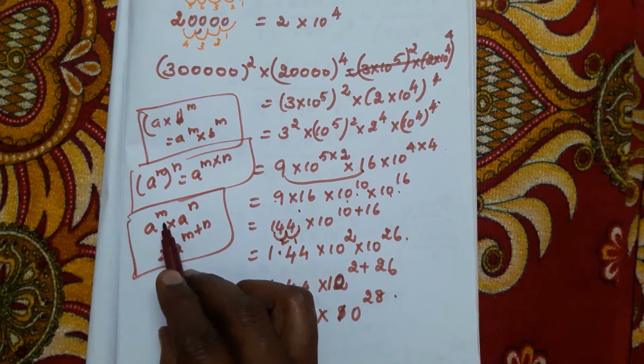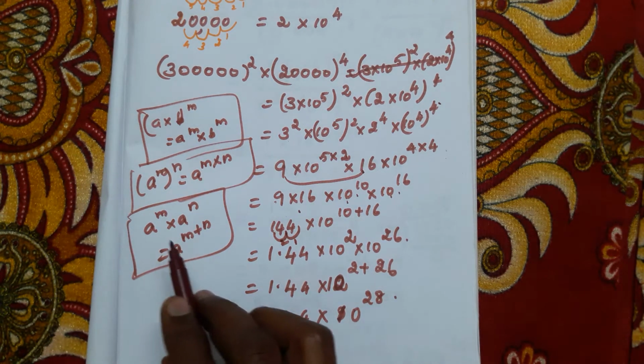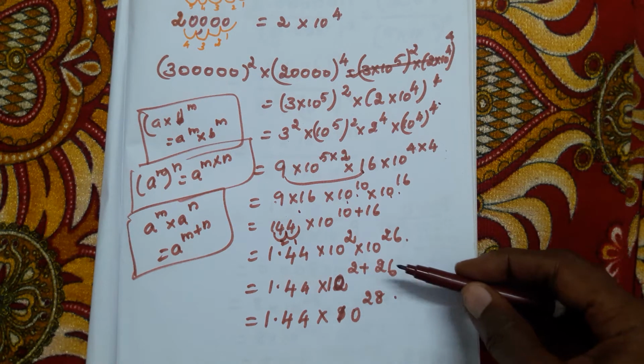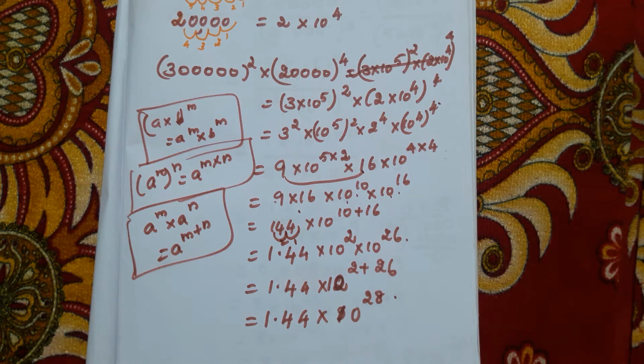Again we are using this property a power m into a power n is equal to a power m plus n. So 10 power 2 plus 26. It is equal to 1.44 into 10 power 28. That is the answer.